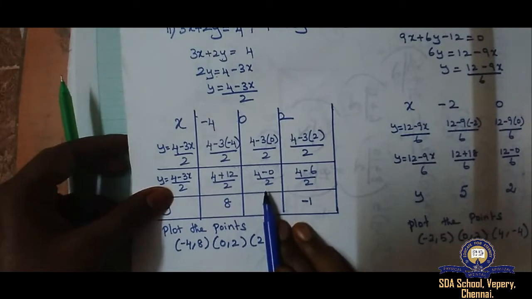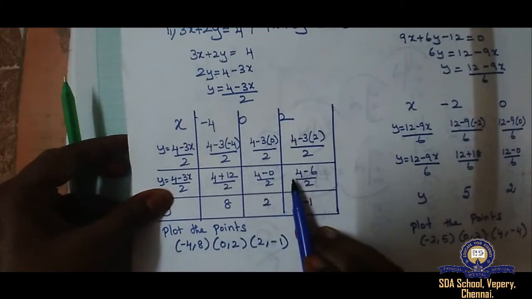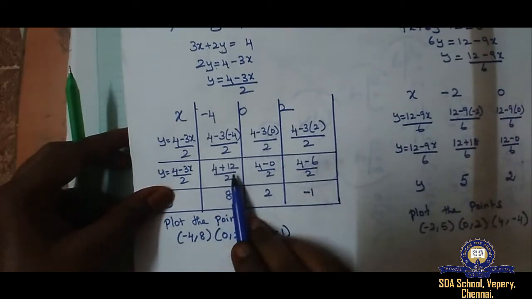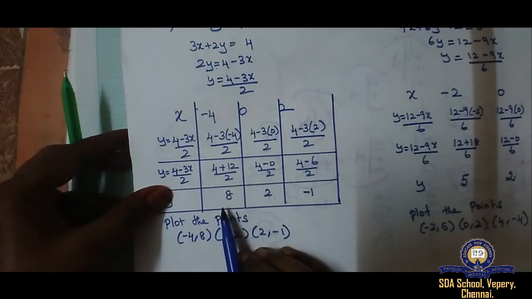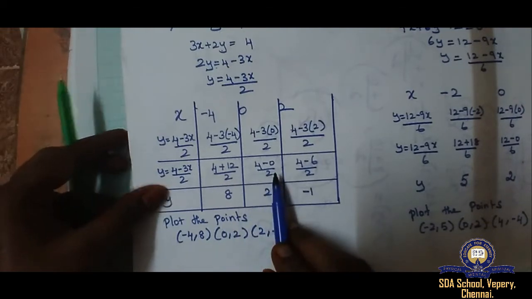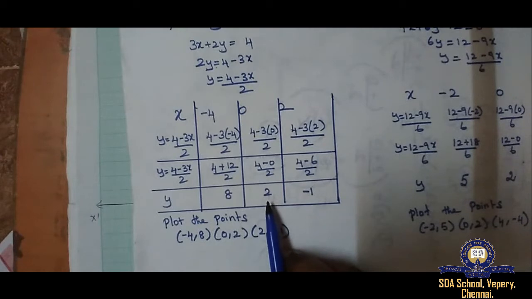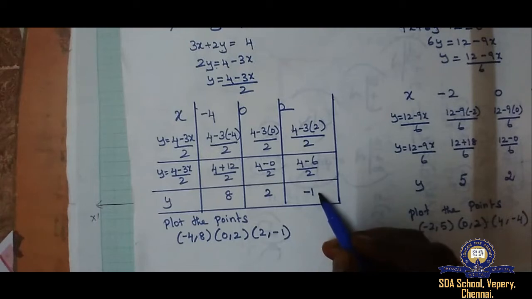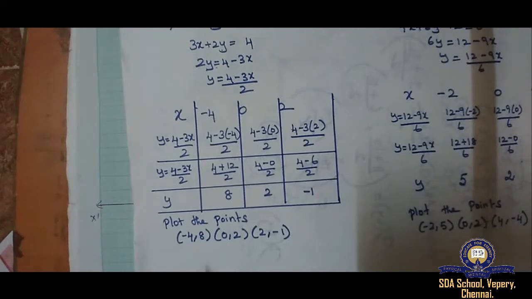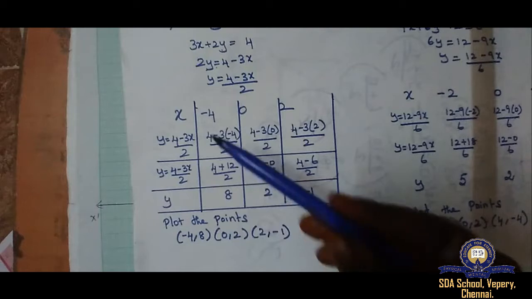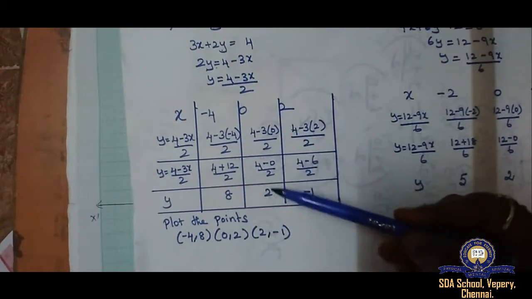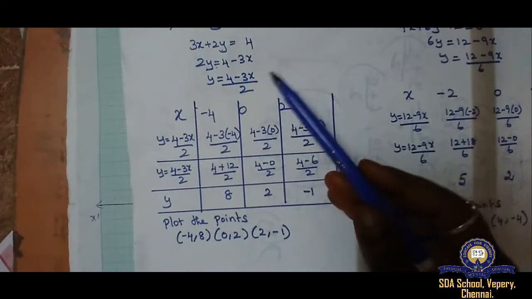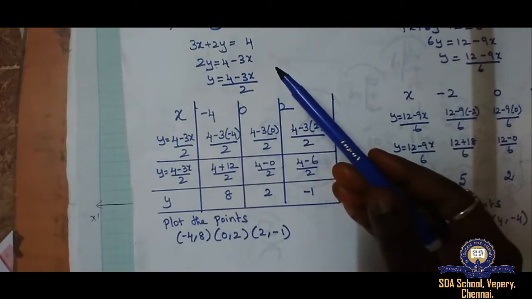Then 4 minus 3 into 2 is 6, divided by 2. What is 4 plus 12? 16. 16 divided by 2 is 8. Then 4 minus 0 is 4, and 4 divided by 2 is 2. 4 minus 6 is minus 2, and minus 2 by 2 is minus 1. Then what are we supposed to do? Plot the points: minus 4 comma 8, 0 comma 2, 2 comma minus 1. These are the 3 points we are going to plot for the equation 3x plus 2y is equal to 4.